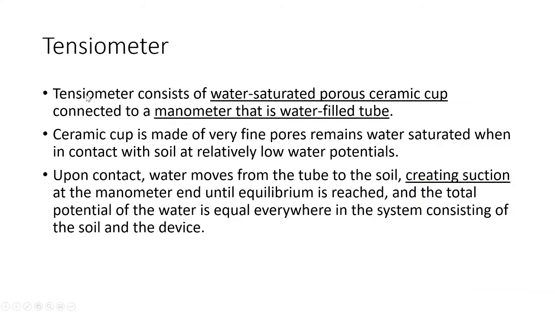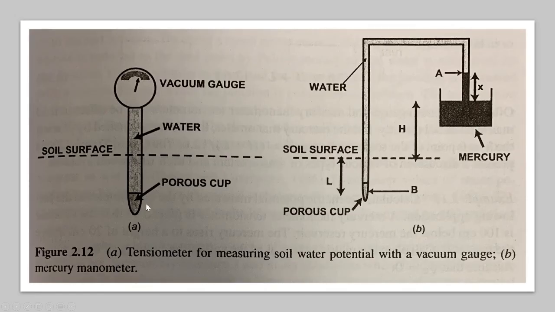Let's look at the tensiometer. A tensiometer consists of a water saturated porous ceramic cup connected to a manometer, that is a water filled tube. So we have a ceramic cup and a manometer tube which is filled with water, and at the end of it you have a vacuum gauge. The ceramic cup is deep in the soil. So here is the soil surface. Similarly, we also have a soil surface here, and the ceramic cup is deep in the soil, and there's also a manometer tube here, and at the end of the manometer tube it is exposed to mercury.